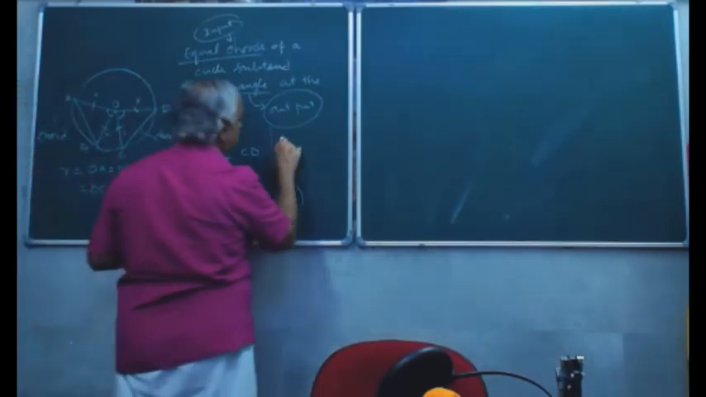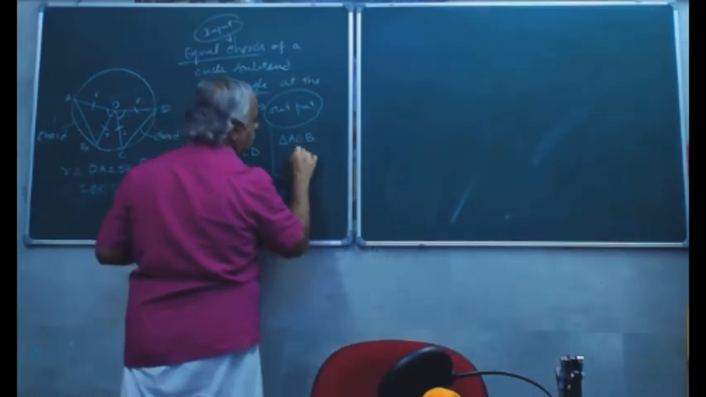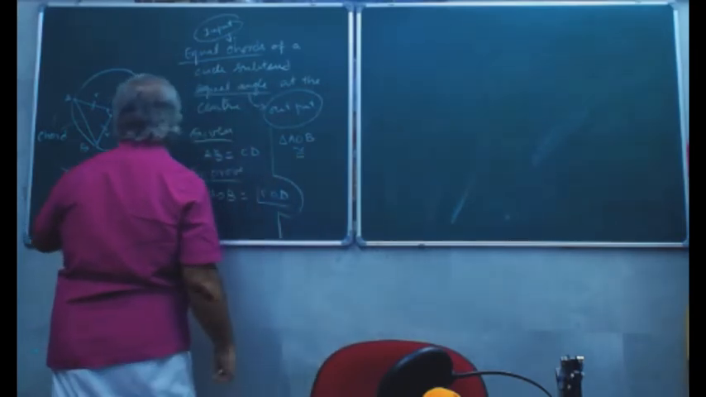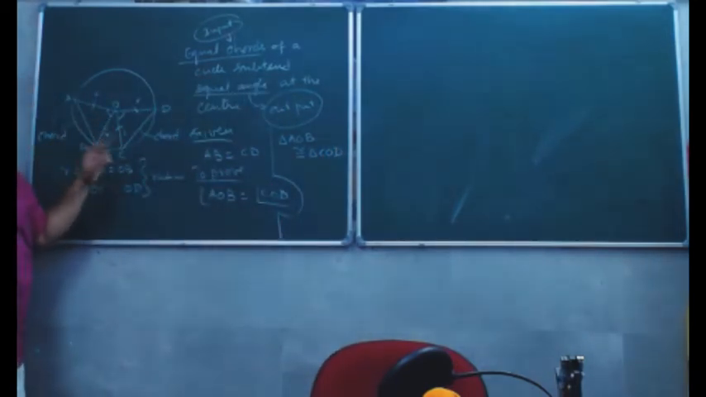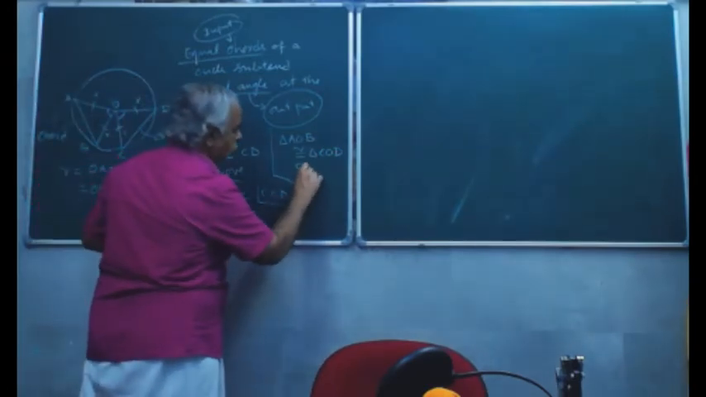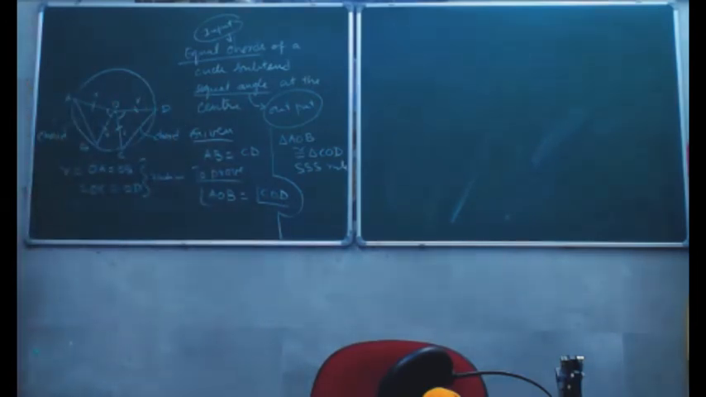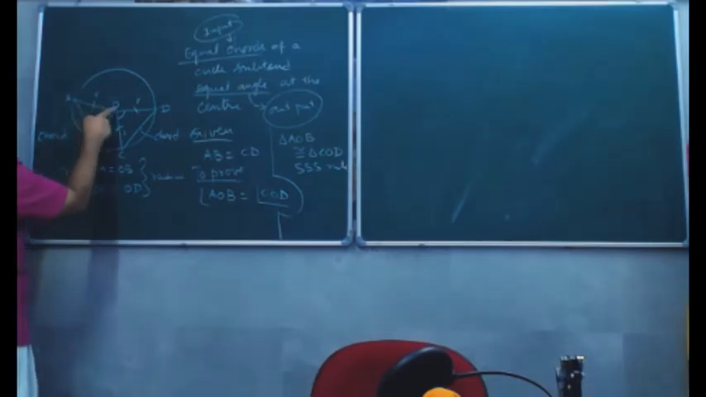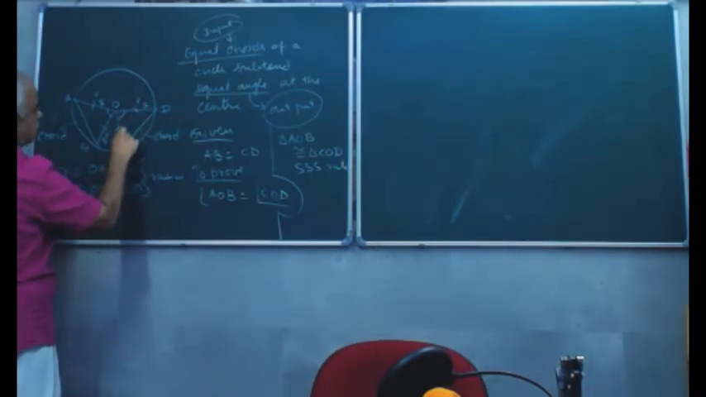Triangle AOB is congruent to triangle COD. Why? Because by the SSS rule, the side rule. Clear? A side, for instance, the radius R, is equal. Yes. And similarly this one is yes, and this one is yes.